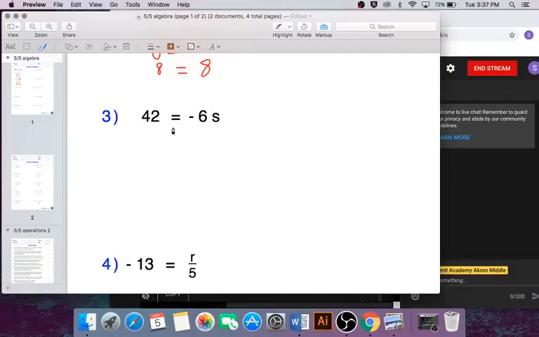And number 3, we have 42 equals negative 6s. Our variable is s. And when there's no sign connecting the number and the variable, it is multiplication. So the opposite of multiplication, or inverse operation, is division. So we're going to divide by negative 6. Whatever we do to one side, we have to do to the other. So we're going to also divide 42 by negative 6. These two cancel each other out, leaving us with just s over here.